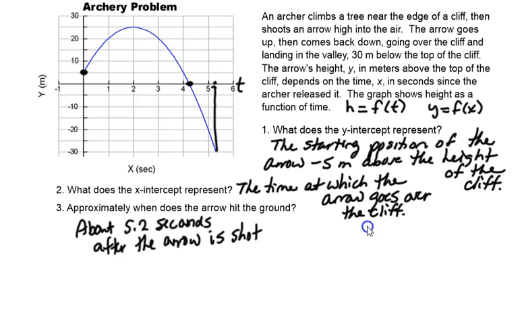So this is just a fairly basic example of looking at a graph and using it to interpret a context that you're given. In this case, a parabola represents the path of an arrow. It's projectile motion. In this unit, we're going to be looking at all kinds of different functions and how they can represent different real-life situations.